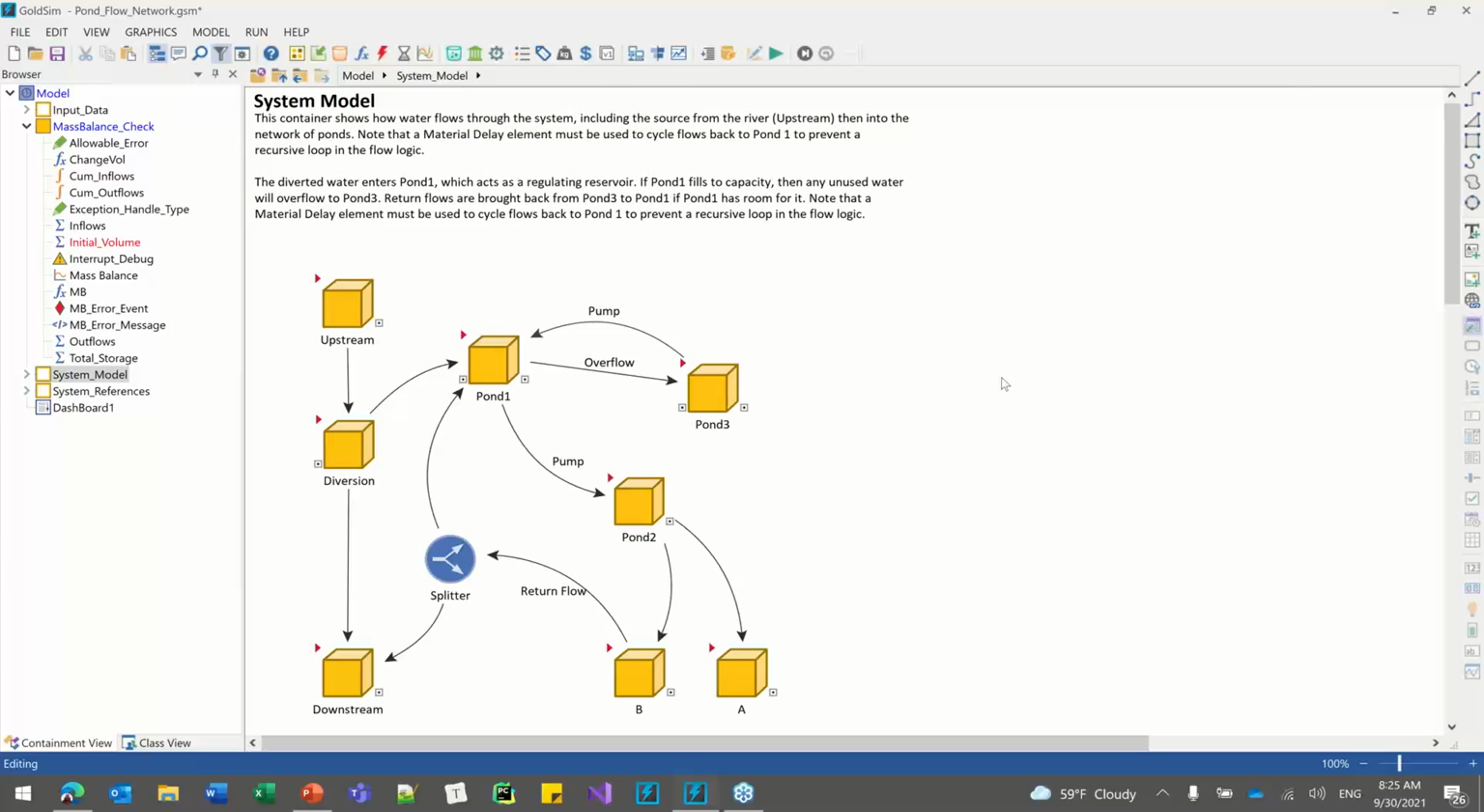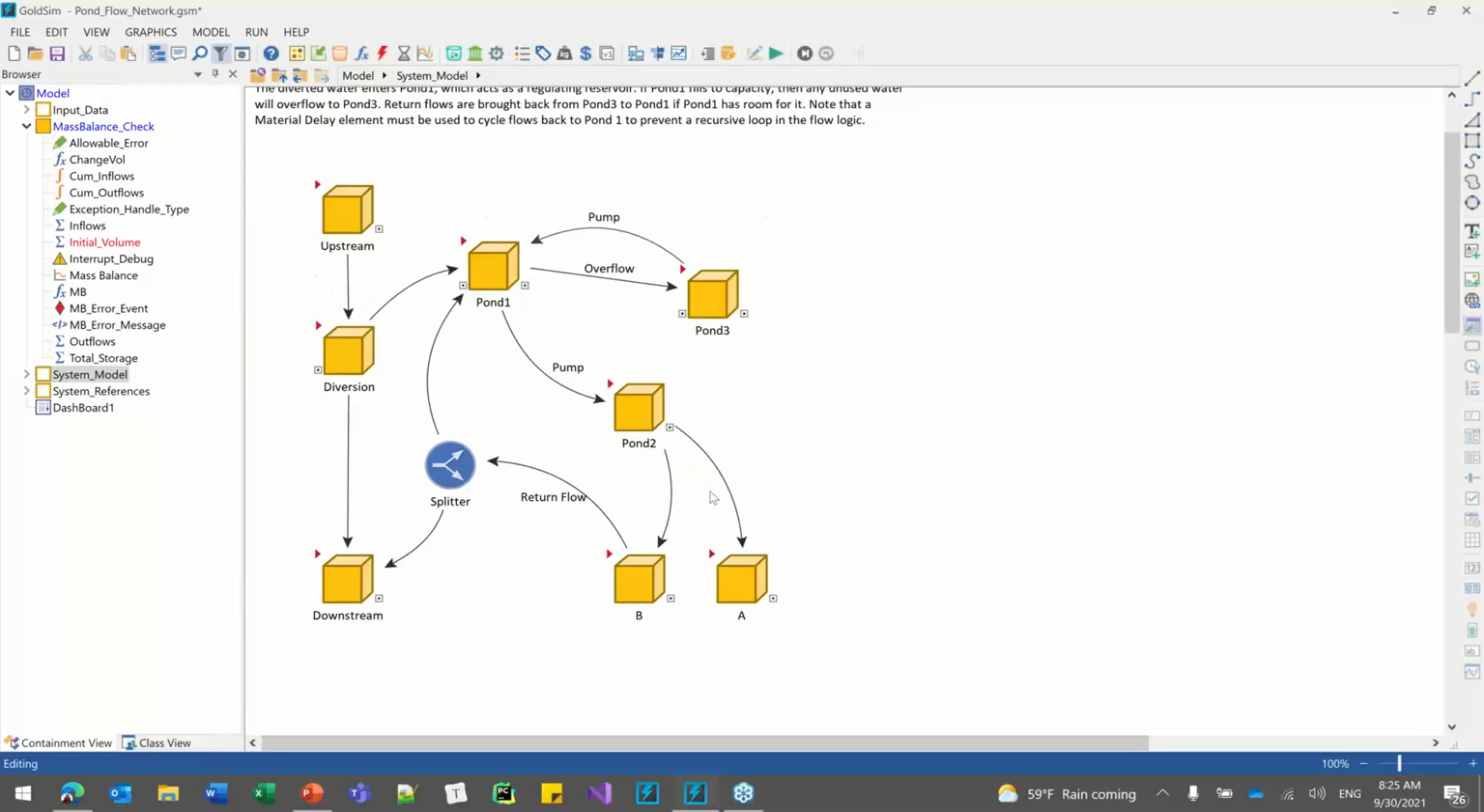If I browse into the system, this is similar to the picture I was showing you before, where we've got a stream and a diversion structure. Water's diverted from the stream and goes into some ponds. There's some recycle, water moving from one pond to another and then back again. And then we've got some demand. Some of the water is returned back to the system. So you can see right here, we've already got at least two flow loops. One flow loop is over here, and another flow loop is over here.